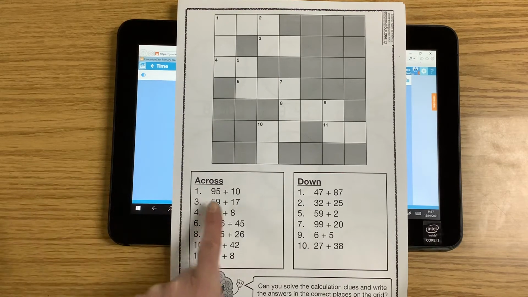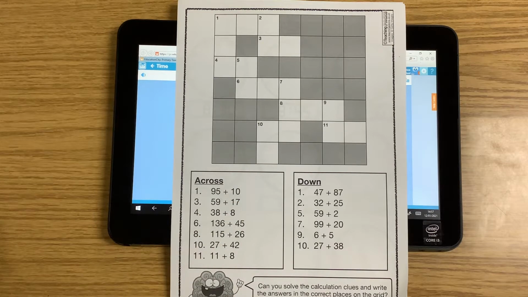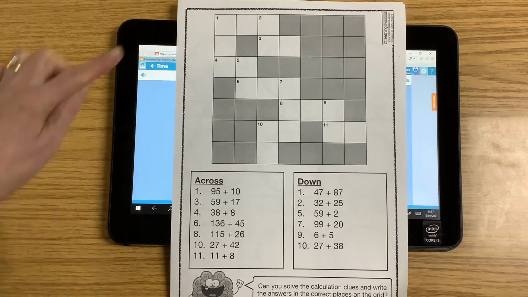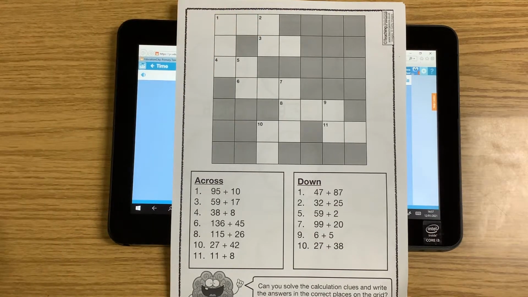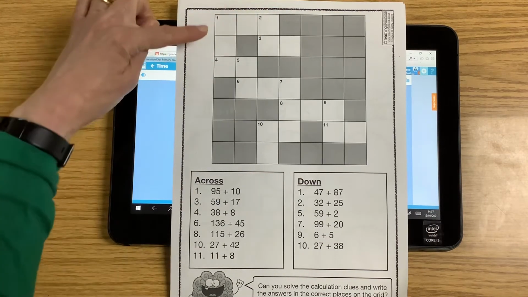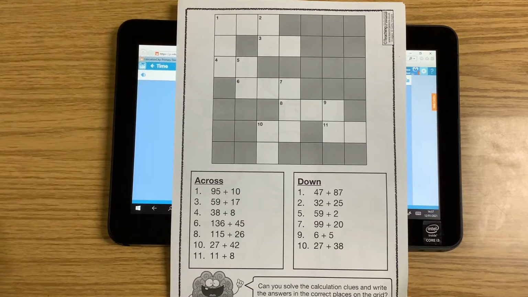So if you've worked out 95 add 10, well 95 add 10, that's going to be 105. You need to write your answer in across those three squares, starting from number 1 going across. So you're going to work out your answers for the across clues, for the down clues. Try to work them out in your head. Use your mental math skills. But if you get really stuck, then perhaps use a 100 square to help you out. But that's your warm-up activity for today.